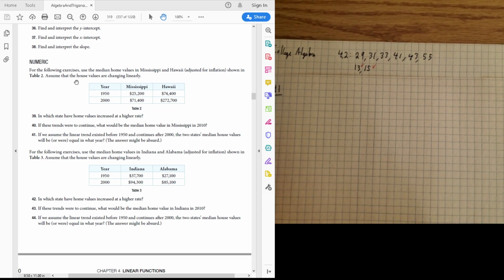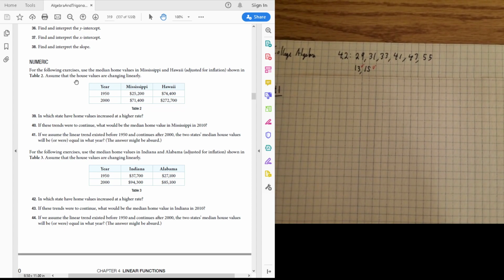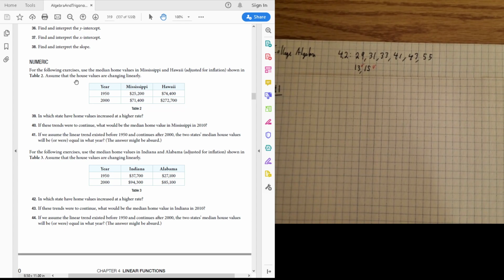41 and 43. For the following exercises, use the median home values in Mississippi and Hawaii shown in Table 2. Assume that the house values are changing linearly. Okay? If we assume linear trends existed before 1950 and continues after the year 2000, the two states' median house values will be or were equal in what year? In this case, the answer might be absurd.